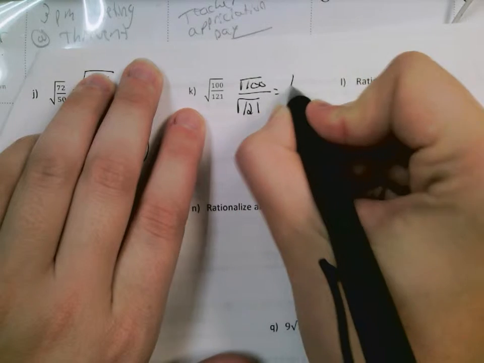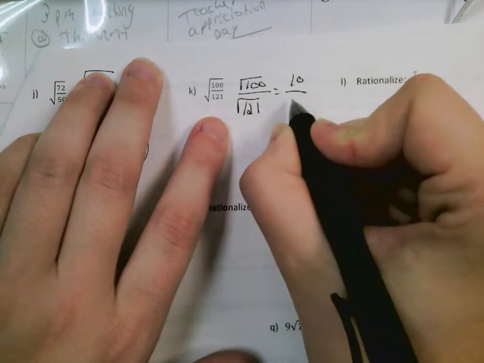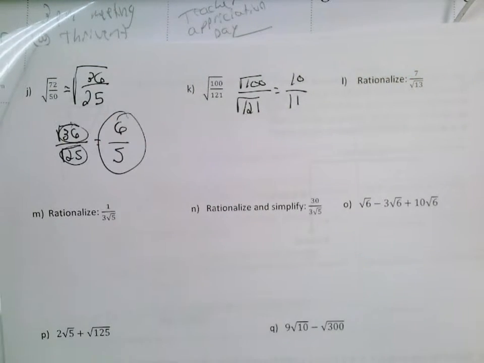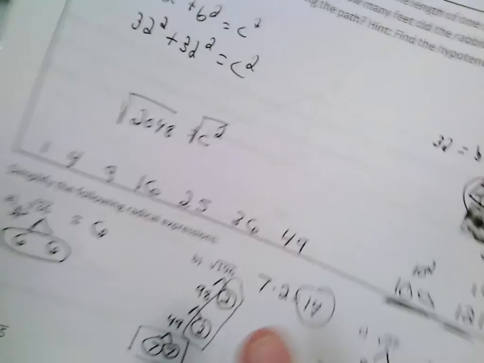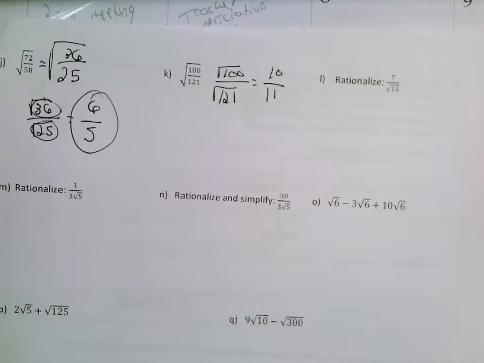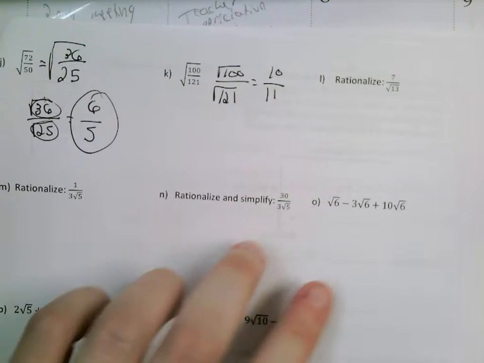Square root of 100 is 10. Square root of 121 is 11. Boom. So if it's one of those numbers on your list of squares, like the squares up front here, you can go straight into your answer. If it's not, that's when you're going to want to do the factor tree.